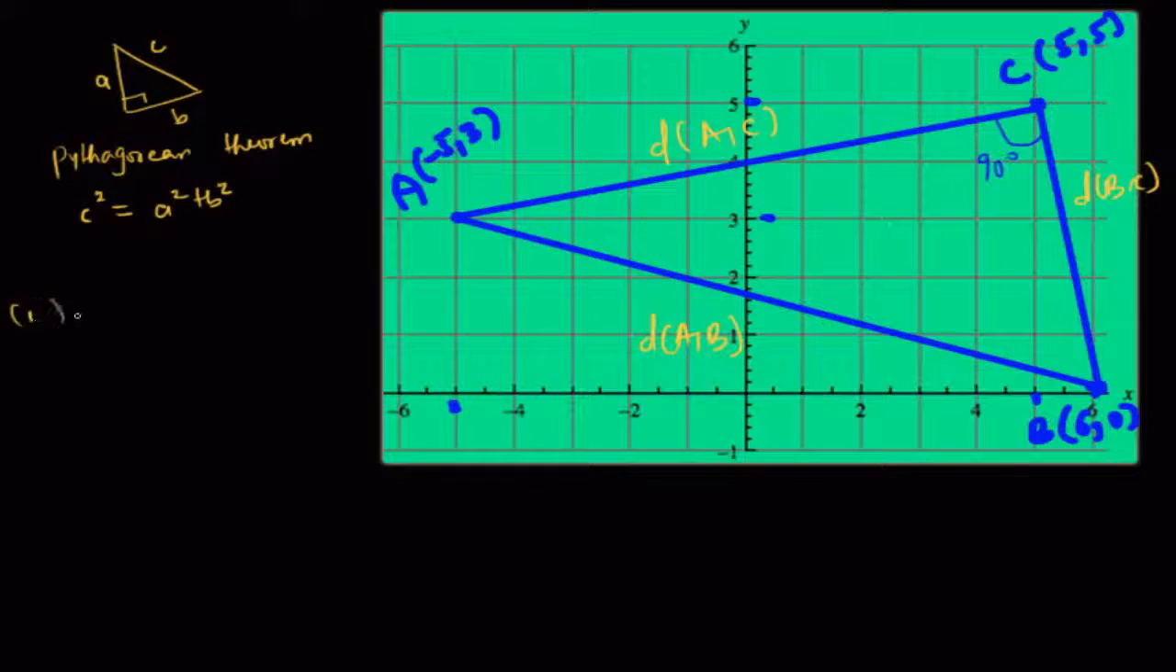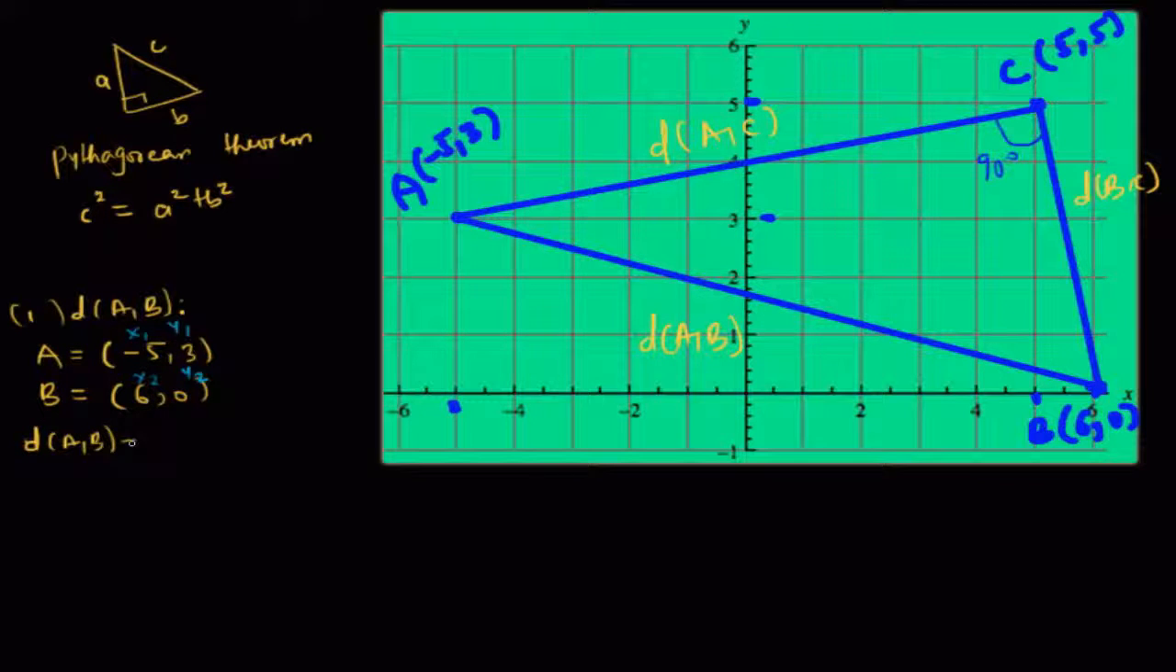So the very first one, I want to find the distance between point A and B. Now to find the distance between point A and B, the coordinates of A is given as -5, 3, while the coordinates of B is given as 6, 0. And then this is going to be my x1, this is my y1, this is my x2, this is my y2.